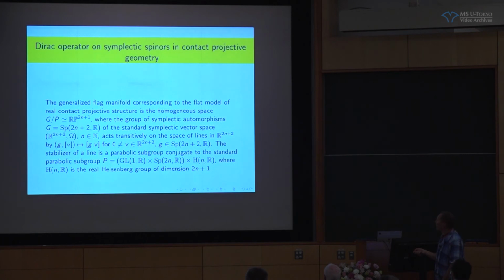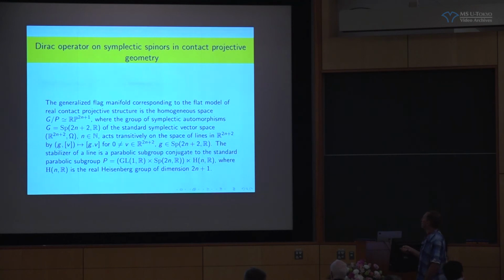Okay, now the question, this is the last example. I have 10 minutes, which is fine, because I will not give the detailed description in this case; the situation is more complicated than in the previous two cases. I will talk about something which can be called the contact Dirac operator acting on symplectic spinors in contact projective geometry.